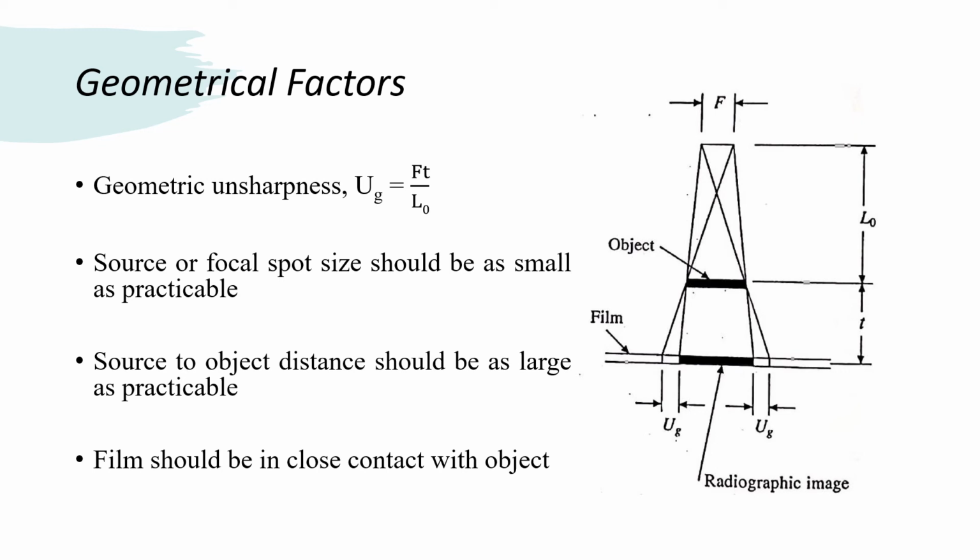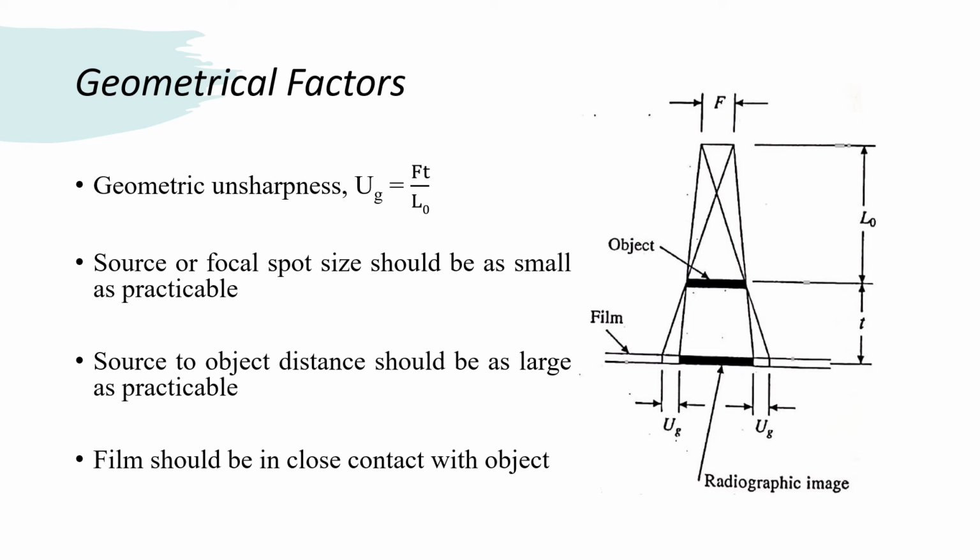General rules as given below should be practiced for the optimum result. Source or focal spot size should be as small as practicable. Ideal source will be a point source. Source to object distance should be as large as possible.